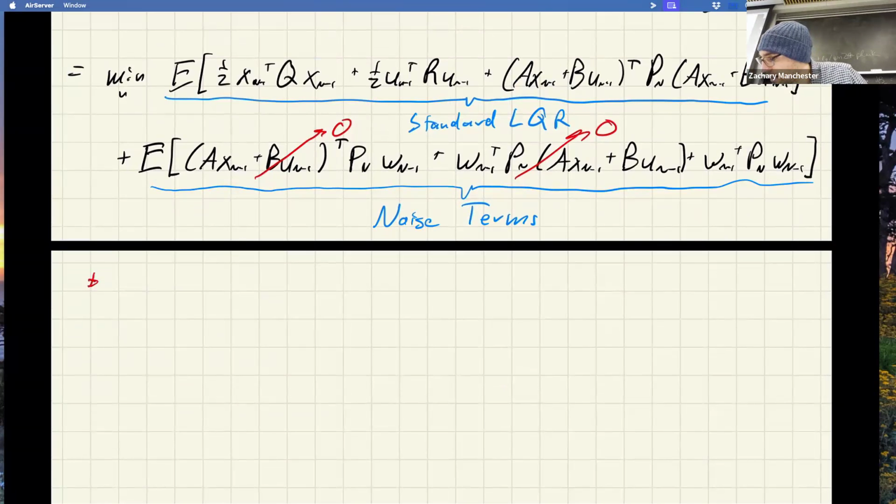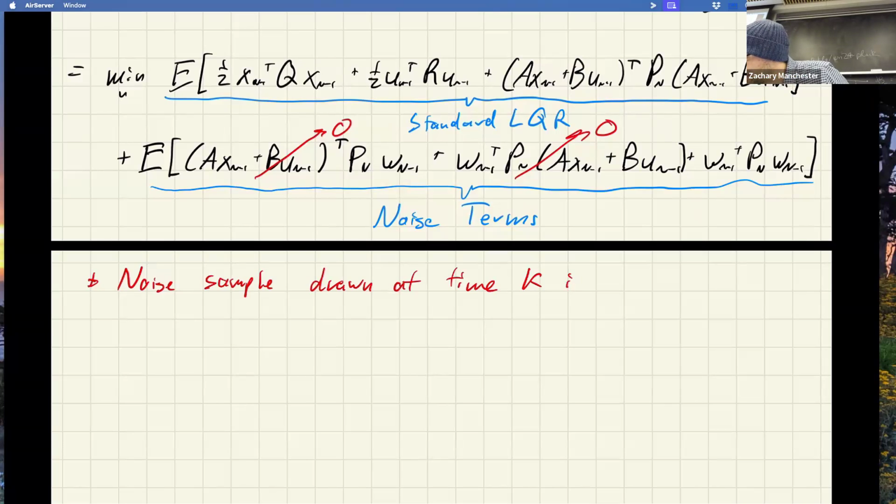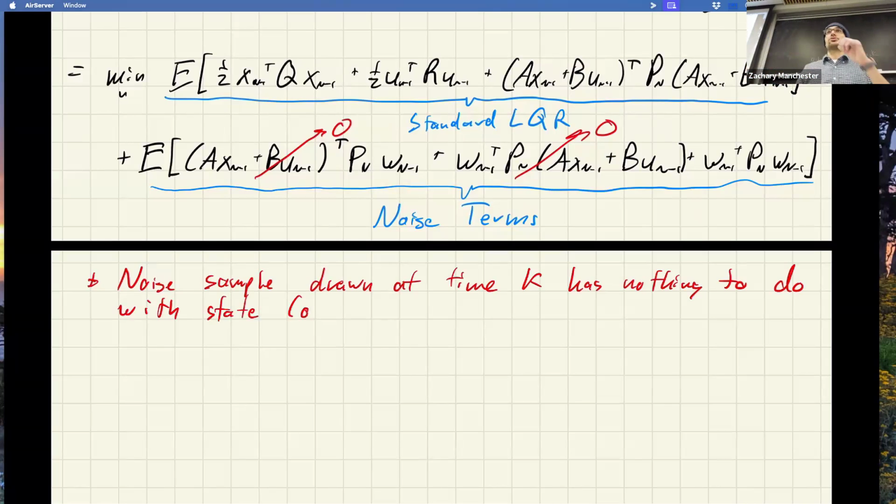So let's write this out. A noise sample drawn at time k, if I were saying this in plain English, has nothing to do with the state or control, because I'm deciding on what the control is based on the current state in my feedback controller. I basically have to pick that U before I know what that W is at time k.